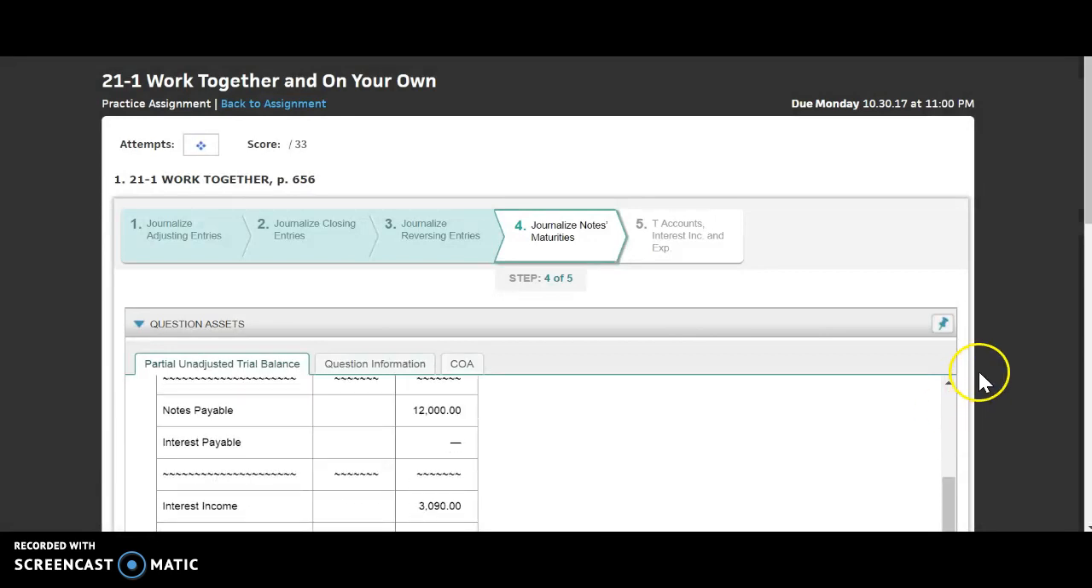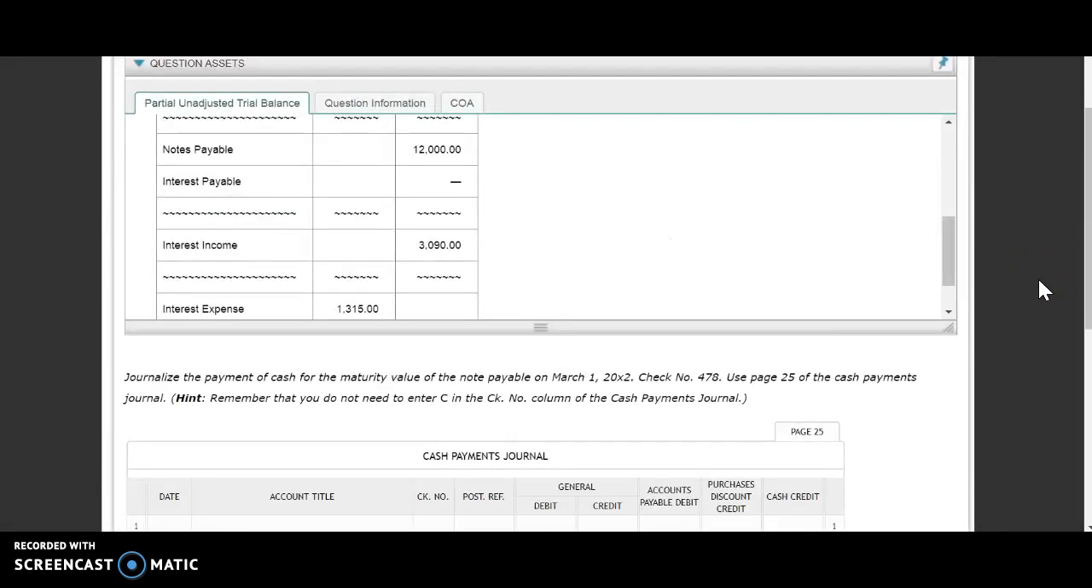In step 4, it says we're going to journalize the payment of cash from the maturity value of the note payable on March 1st, 20x2. We're going to use check number 478. We're going to use page 25 of the cash payments journal. It does tell us a hint. Remember that you do not need to enter C in the check number column of the cash payments journal. Hopefully we know that by now.